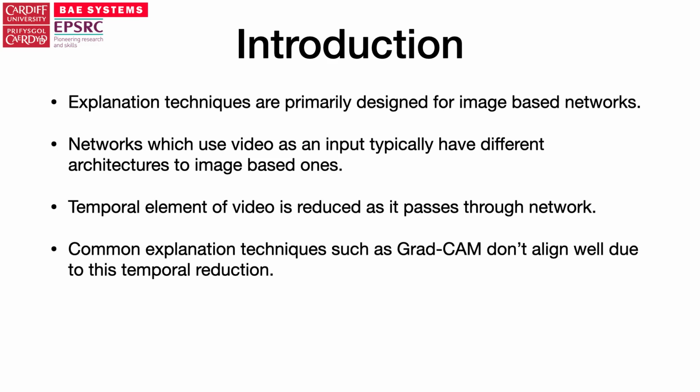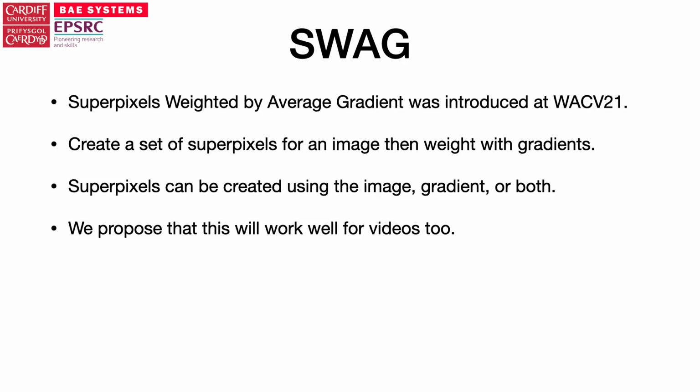This is problematic, as one property of common video-based networks such as C3D, I3D, or R2+1D is that the temporal element of an input is compressed as it passes through the network. For a 16-frame input, this results in Grad-CAM explanations being created for activation maps of only 2 frames, and then being resized using interpolation back to the original 16 frames.